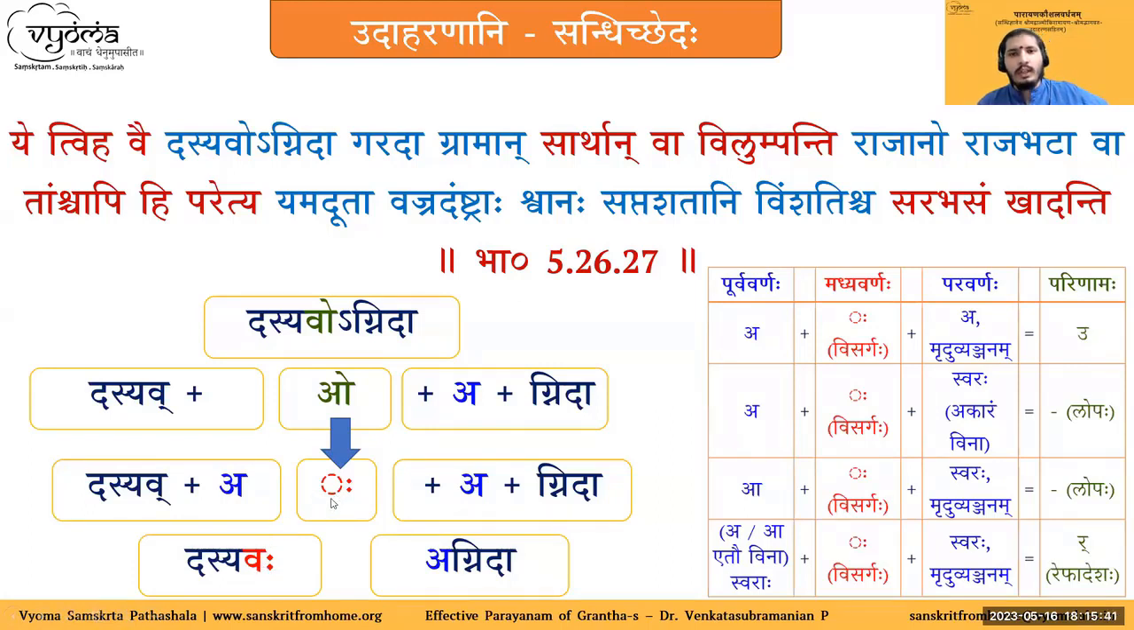After visarga is replaced by ukara, what are the other sandhis which occur? This is the Ukara Sandhi. Think of this as the Sandhi Karana example. You have been given Satyavaha plus Akrita. Now, in place of Visarga, you will get Ukara. After Ukara, how did we get Dasyavognita? We should have got Dasyava U Agnita. What occurred after that?